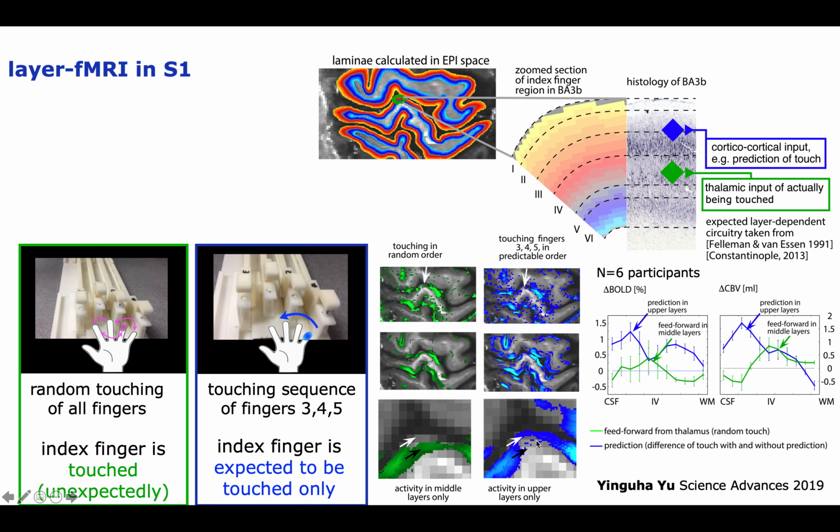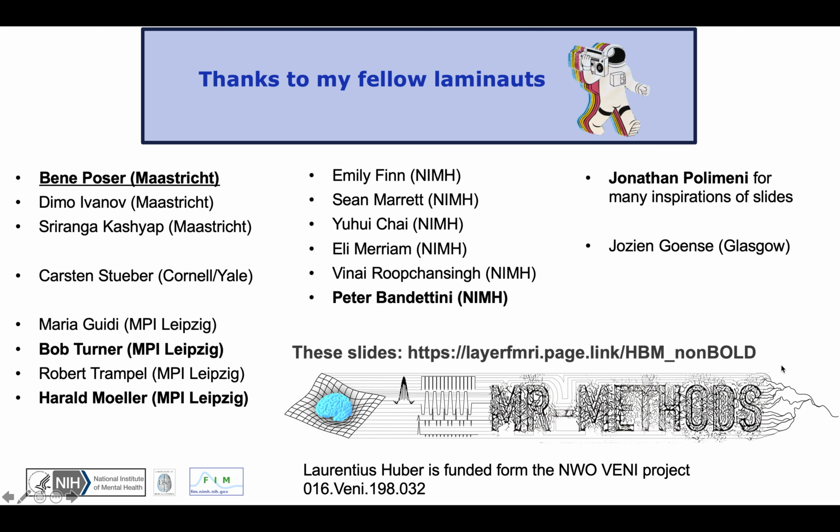And this might be again better visible in the group results of the profiles, where we see a clear peak in the blood volume response in the superficial layers, whereas for the feed-forward condition, it's mostly a peak in the middle layers.